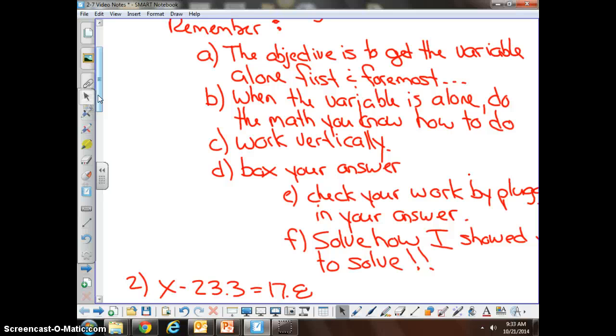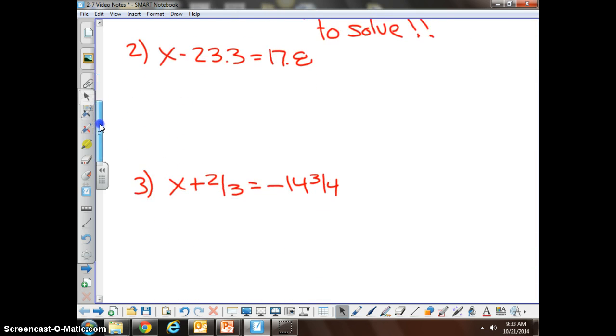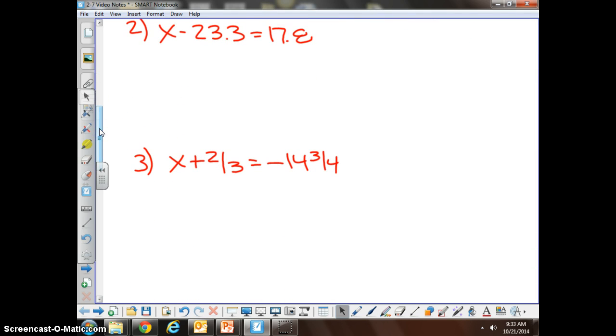E says check your work by plugging in your answer. Smart people do that. And solve how I showed you to solve. Please solve the way I showed you to solve, not a way you learned someplace else. I need you to do it the way that I've showed you how to do it. Very important you pay attention to the videos and what we do in class, and also what I correct with you on your homework.